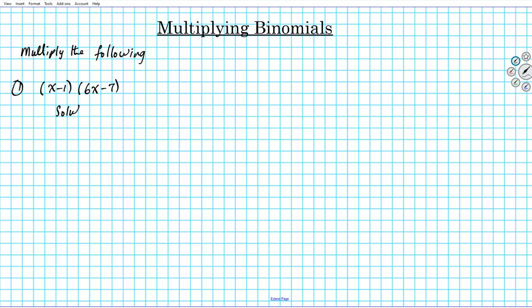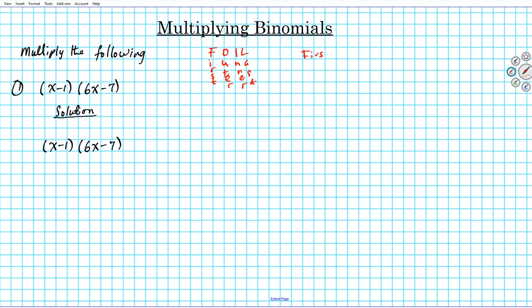Okay, so whenever you're multiplying binomials, you can simply use the FOIL procedure to multiply them out. x minus 1 times 6x minus 7. Just think about it as double distribution. Okay, we know what FOIL means. FOIL is just an acronym for multiplying binomials. You multiply the first, outer, inner, and then last. That's what our FOIL means: first, outer, inner, last.